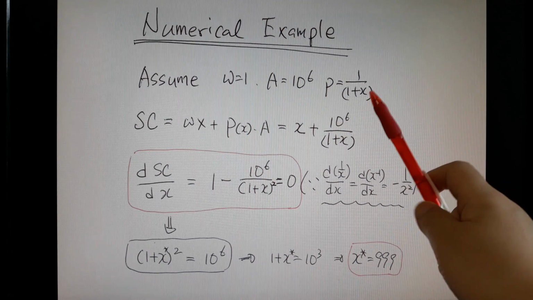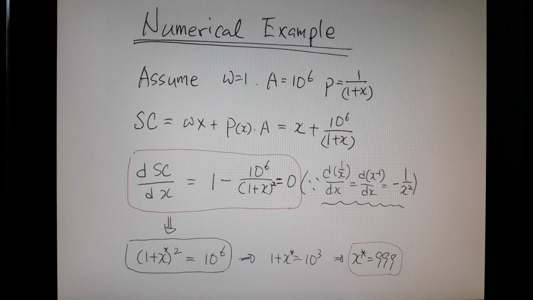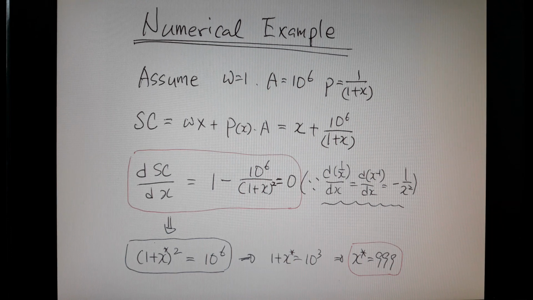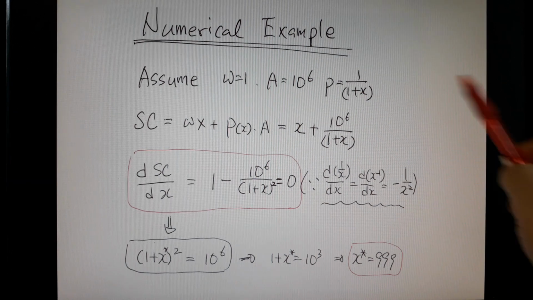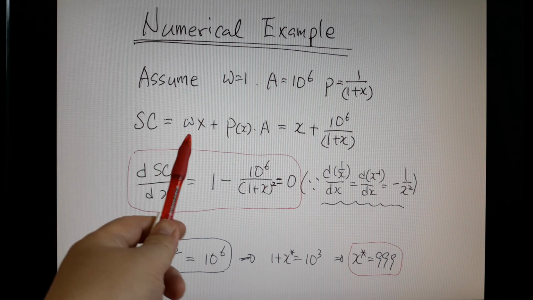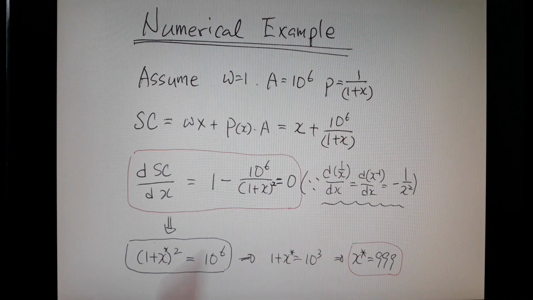When x equals 0, it's 1, which means if there's no precaution whatsoever, you are totally, completely careless, then the probability of the accident would be 1 by assumption. And if you are extremely cautious, x goes to infinity, it's 1 over infinity, so the probability of accident would be 0. In this case, the social cost can be rewritten as x plus 10 to the power of 6 over 1 plus x.